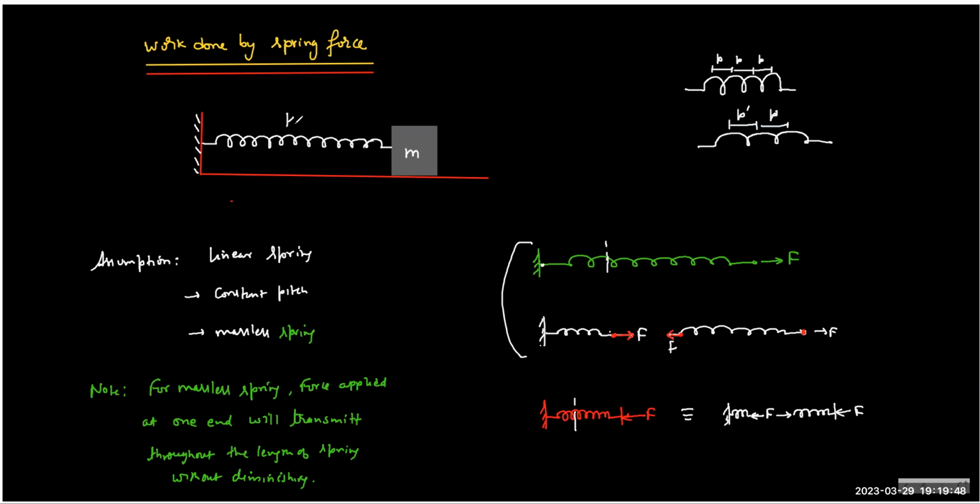Some properties of springs that one should be aware of. Of course, you will also need these in the chapter on simple harmonic motion, but one should be aware of certain things like this. So what are these things? The first thing is the effect of cutting a spring on the spring constant.